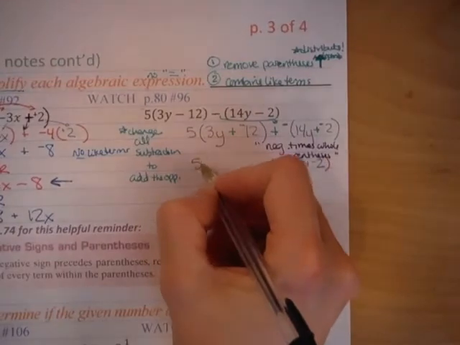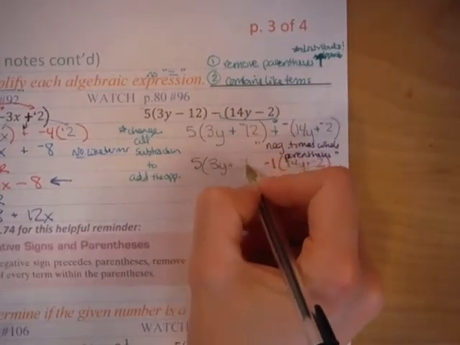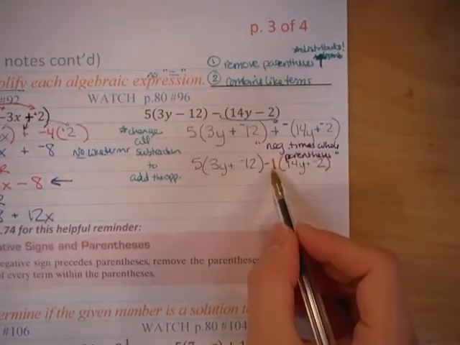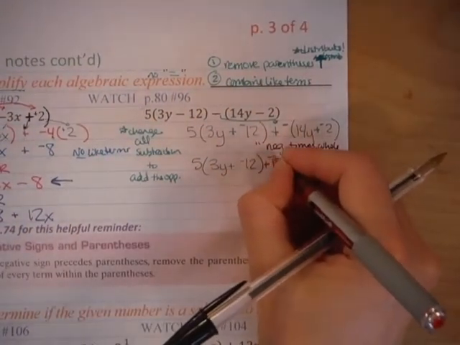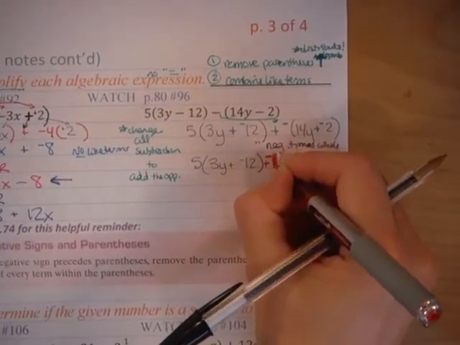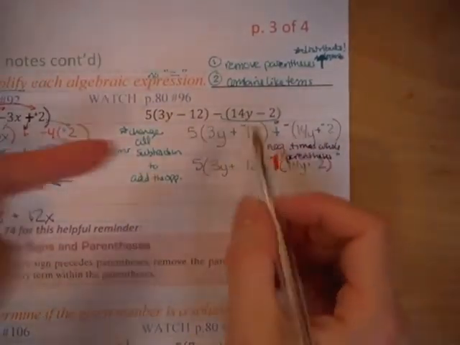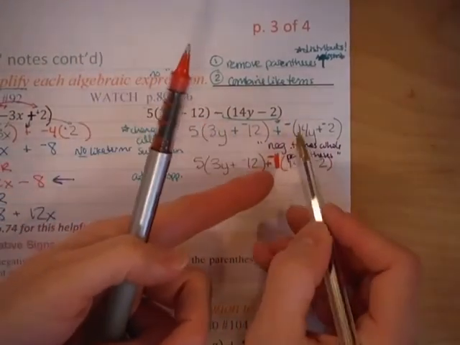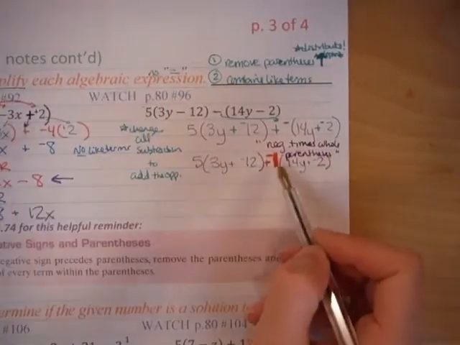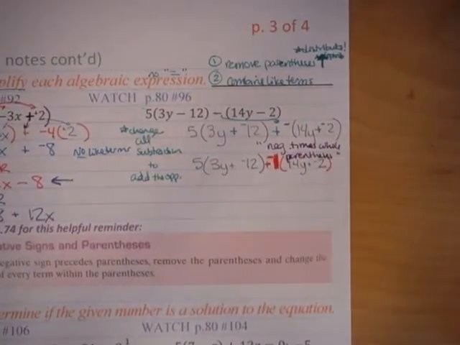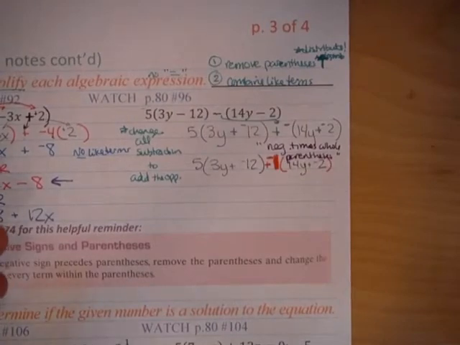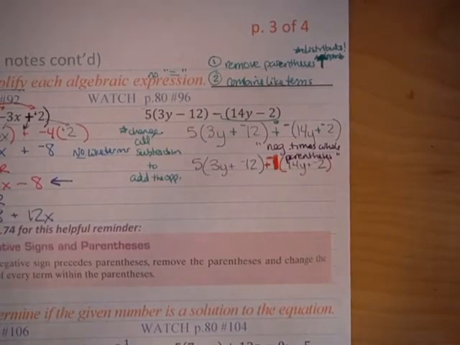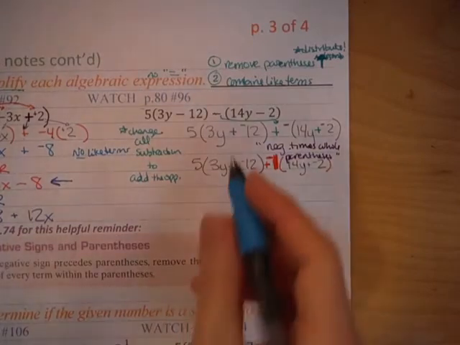Let's rewrite that whole thing again. 5 times 3y plus a negative 12, plus a negative 1 times that whole quantity here. We changed the minus to plus a negative. That's really being multiplied by a negative 1. And that's what we're going to do here. We're going to distribute. Now that's not the only way to think of it. I'll talk it through a couple other ways after we finish the math here. So hang with me if this is not feeling natural to you. Okay, let's go ahead and distribute.